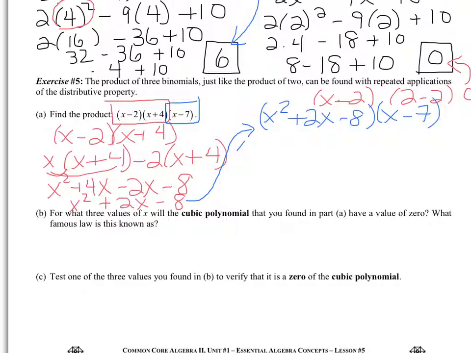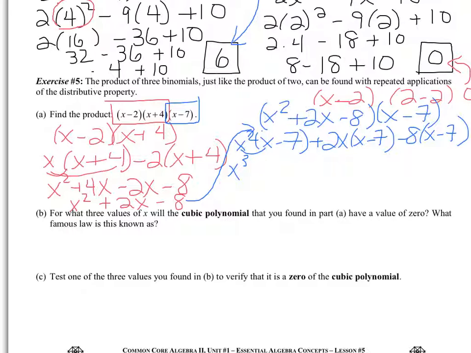I'm going to take my x squared times my x minus 7. I'm going to take my plus 2x times my x minus 7. And I'm going to take my minus 8 times my x minus 7. I'm going to have to distribute 3 different times. And when I do that, be very careful of your powers here.